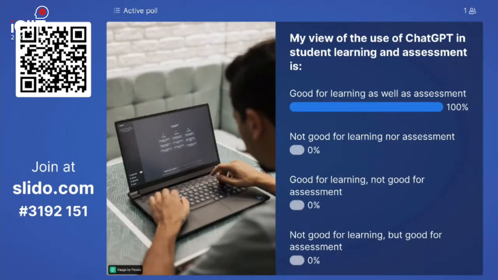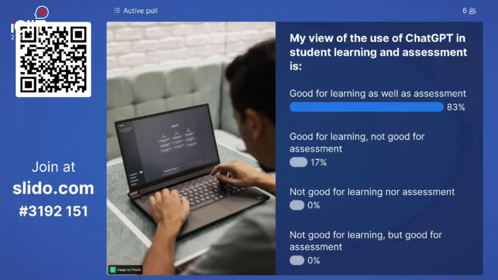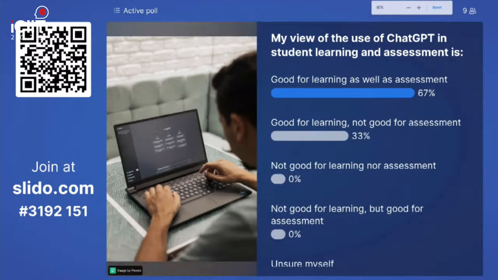All right, there you have it. What is your view of the use of ChatGPT in student learning and assessment? So could you quickly take a moment? I don't think you can see the final. Let me quickly read them out. The first one is good for learning as well as assessment. The second one is good for learning, not good for assessment. The third option is not good for learning nor assessment. And finally, not good for learning, but good for assessment. So you can see that on your device screen.